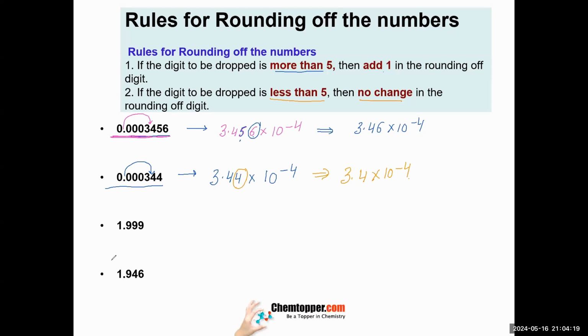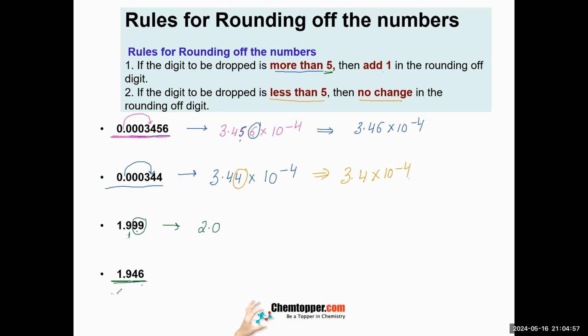Now let's see this example. In this example, I want to drop this 99. I want to put this number in 2 digits. But this 99 is greater than 50. So it means you have to add 1 into this number. So when I add 1 here, it will become 10. So the answer is 2.0. That's the answer.